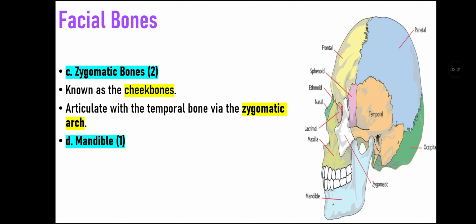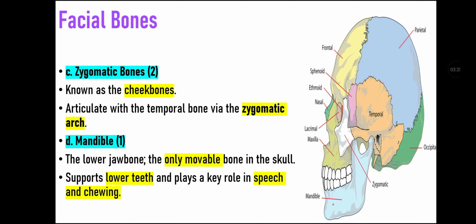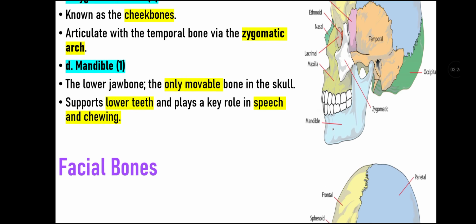The next bone we have is the mandible, that is an unpaired bone. As you can see in the diagram, the light blue color bone below is the mandible. It is the lower jaw bone. It is the only movable bone in the skull. It supports the lower teeth and plays a key role in speech and chewing.